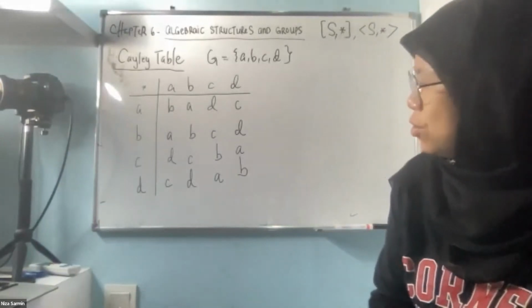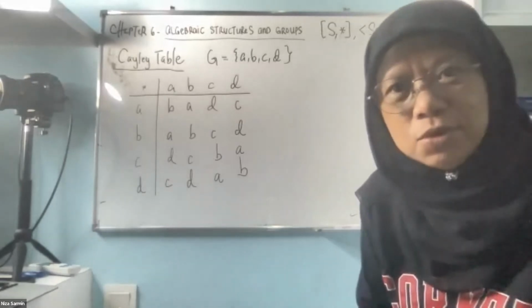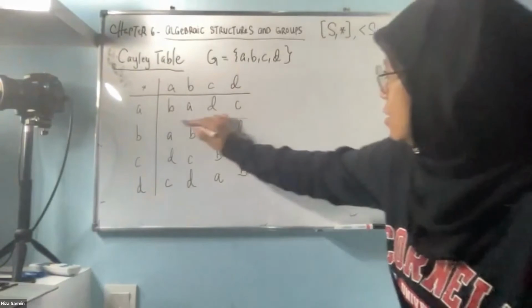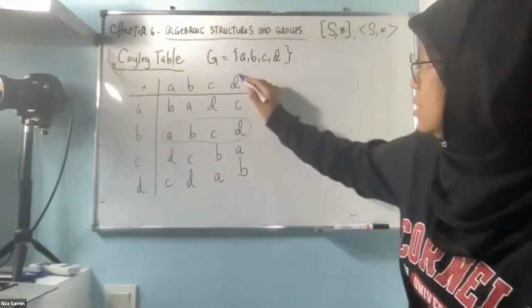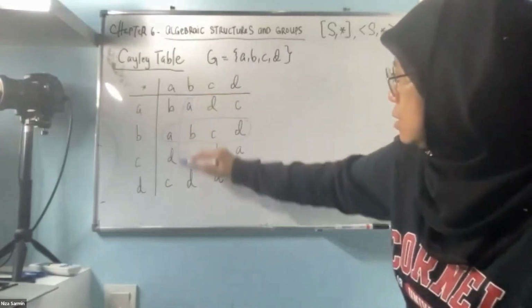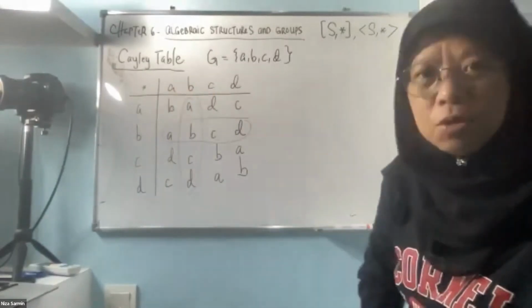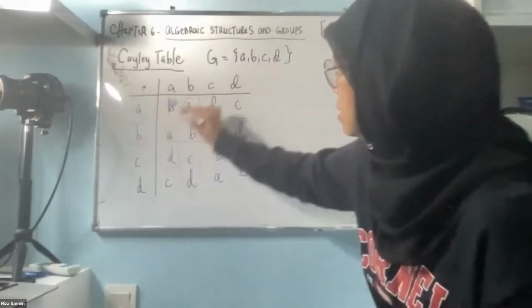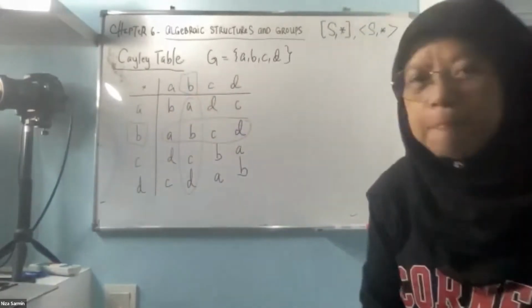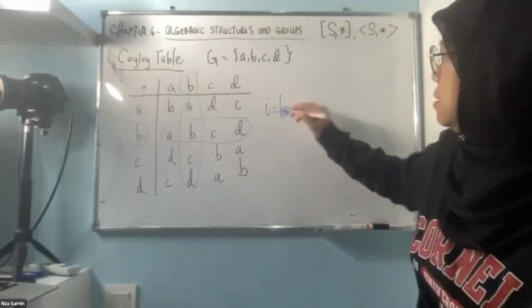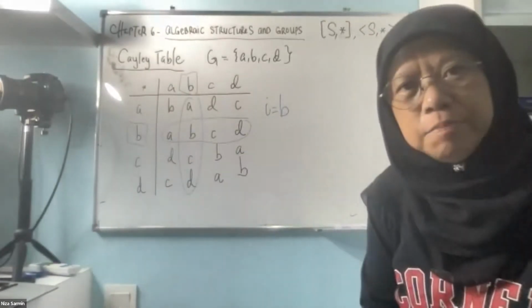Which row is the identity? First, second, third, fourth? This row, right? This row is the same as the top row. Similarly, this column is the same as that column, which shows this is the identity. So B is the identity.